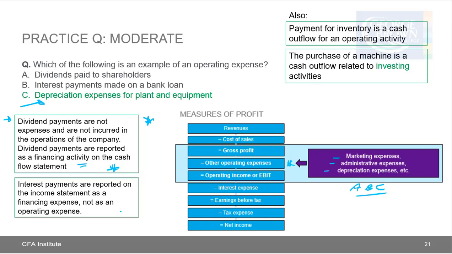In terms of interest payments, interest repayments are reported on the income statement as a financing expense, not as an operating expense. So remember, we had EBIT, earnings before interest and tax, and then we had the interest. So we know this one, in terms of an operating expense, it can't be interest, because operating income is EBIT, earnings before interest and tax. So interest is below the operating expense, okay? And it's categorized as a financing activity on the cash flow statement.